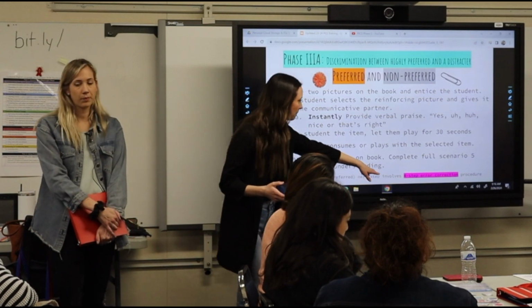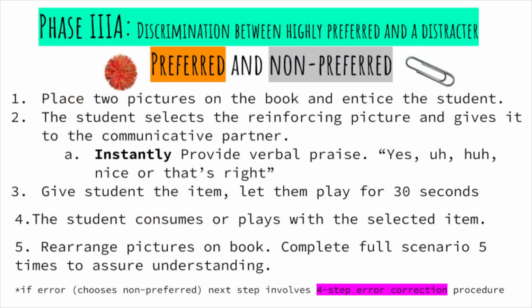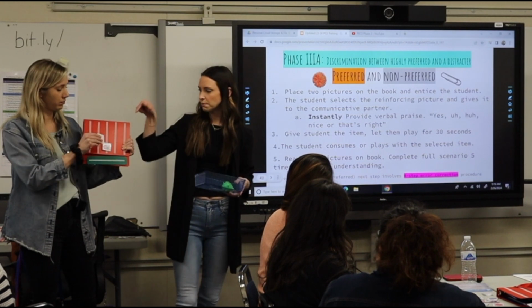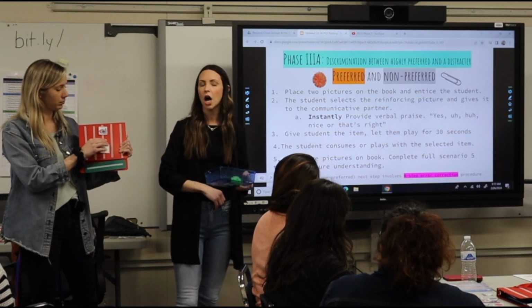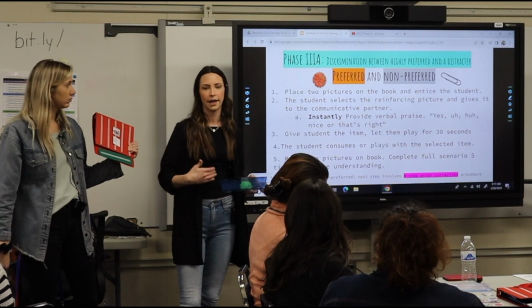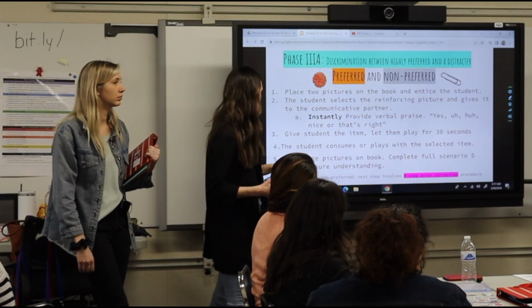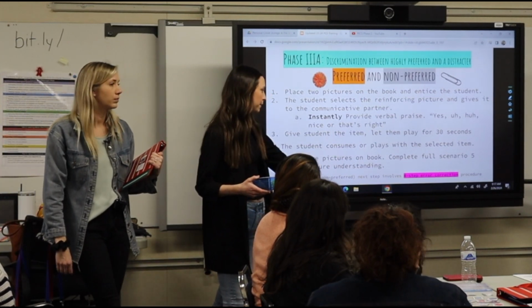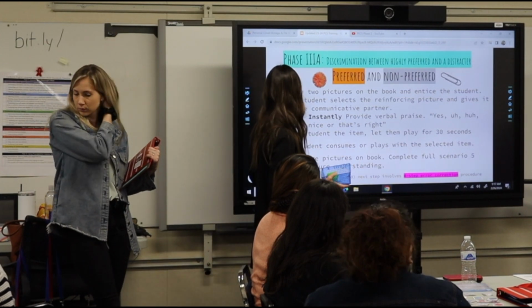So this is where the 4-step error correction comes into play. So here's just a scenario. We're going to place 2 pictures on the book like we did. We entice, the student selects the reinforcing picture and gives it to the communication partner. We instantly provide the verbal praise. Great job. That's right. Give the student the item. The student consumes, plays. We start rearranging the pictures. So we just move them on the book. We're just constantly checking for discrimination. Are they actually discriminating what these pictures mean? They error, they choose the non-preferred. We do the 4-step error correction.